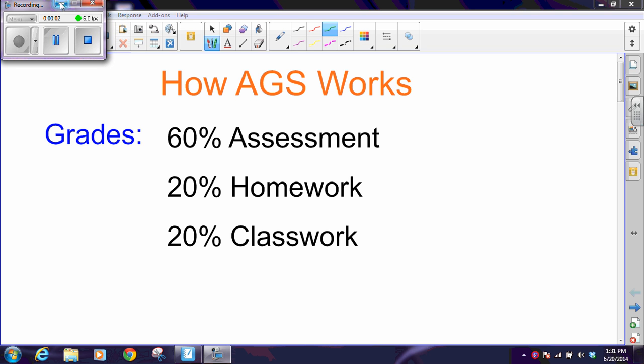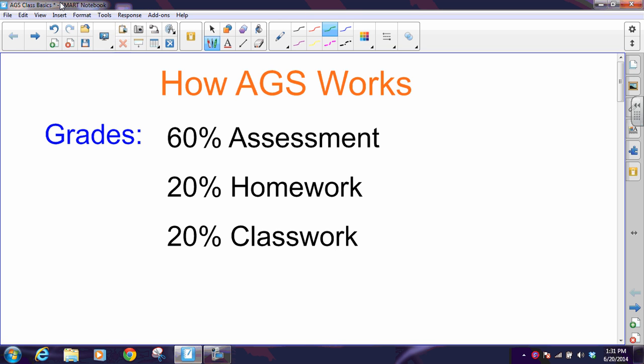Hello, I am Mr. Yandel, and we're going to start giving you a little bit of information about how advanced general science is put together, how the course works, the design that we have.